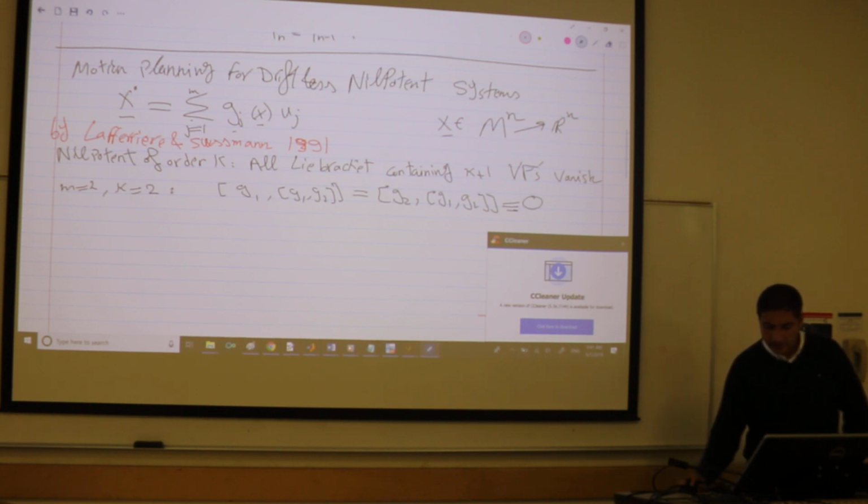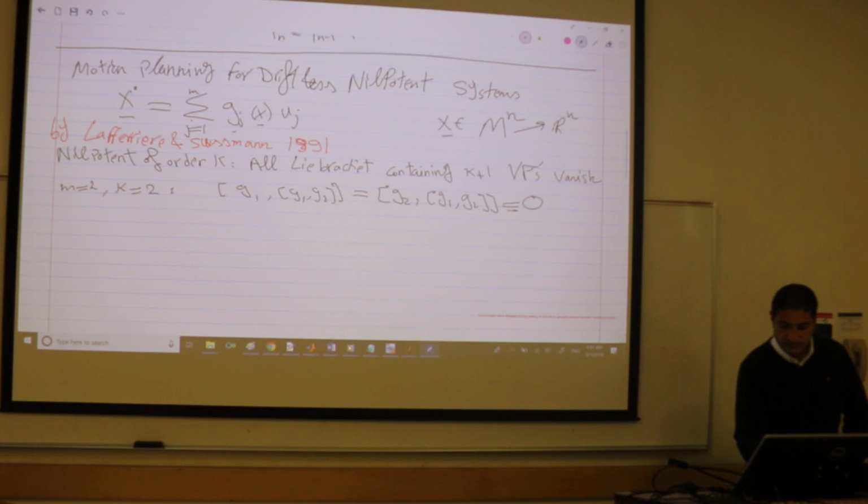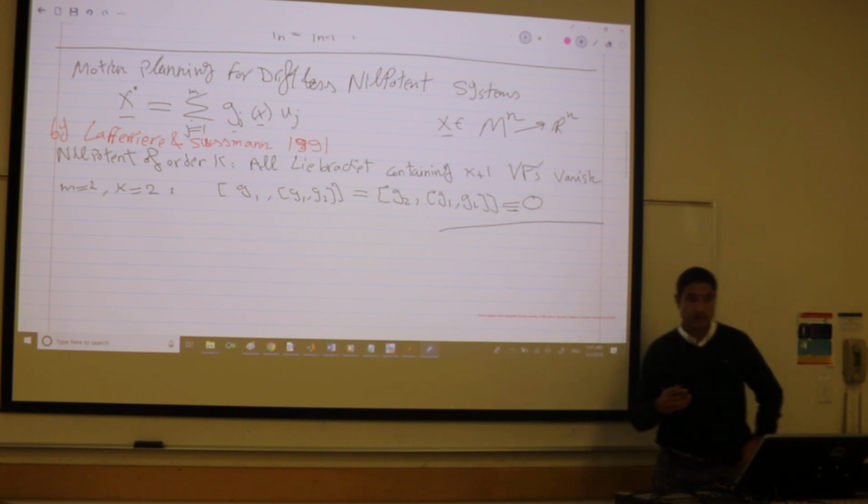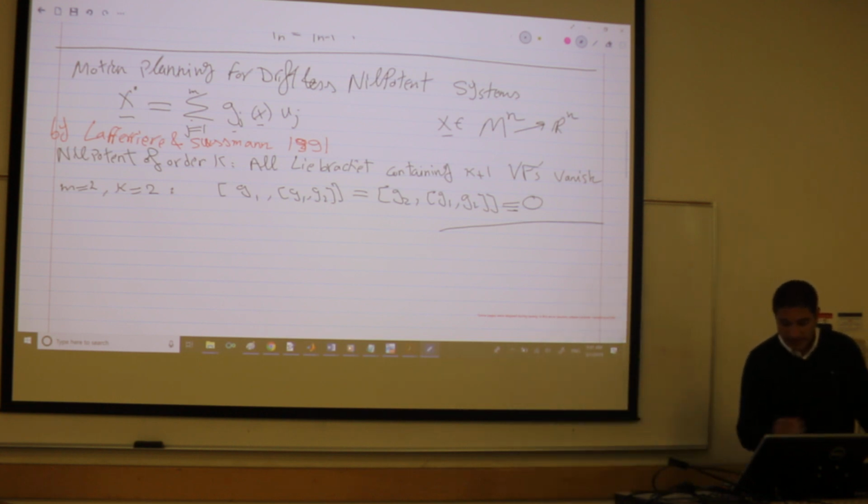So what if I don't have a nilpotent system? Well, like the kinematic car, for example, is not nilpotent because it's cosine and sine. You can get differentiation forever.